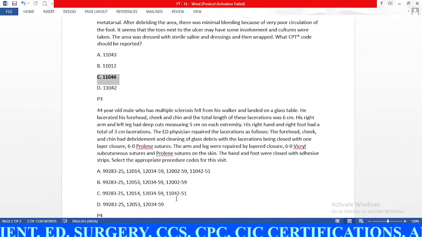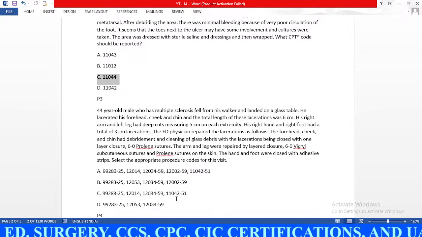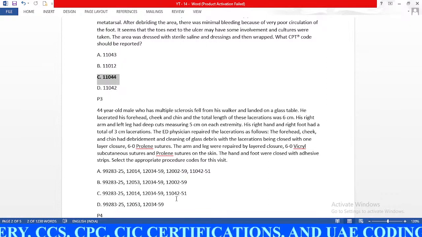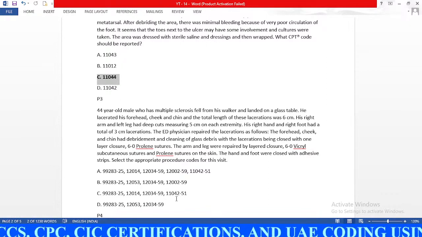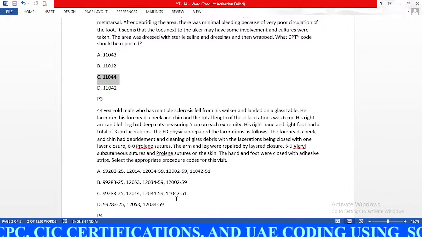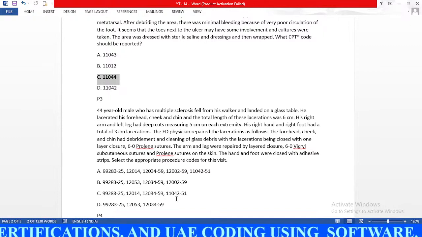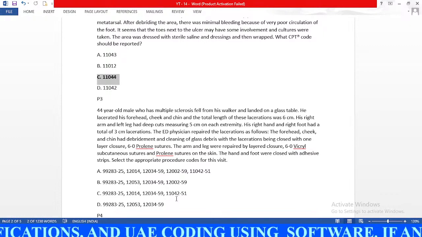So first, try to understand the repairs: first, whether they are simple, intermediate, or complex. Then you need to find the location, and then you need to find the centimeters of the laceration repair. So these are the keywords.